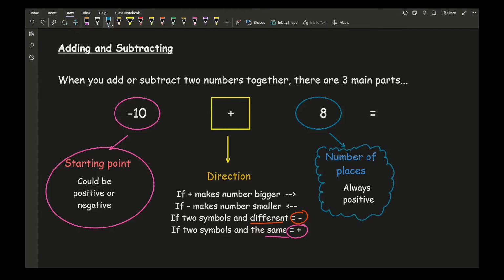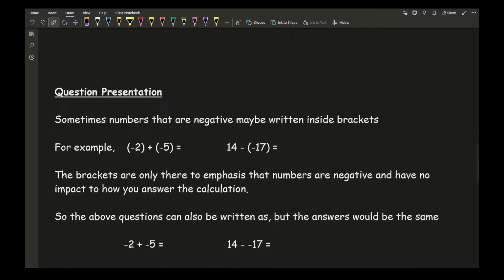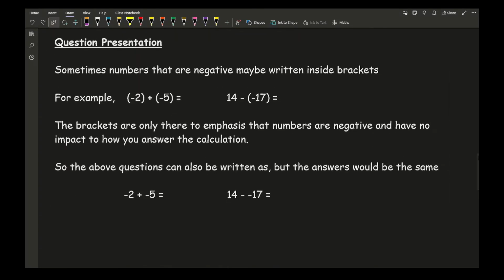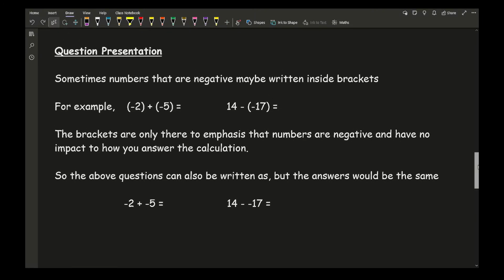So the first number tells you where you're starting at. The symbols in the middle help you decide on what direction you're going, either to the left or to the right. And the last digit tells you how many places you need to move it. So now, before we move on to some examples, let's have a look at question presentation.